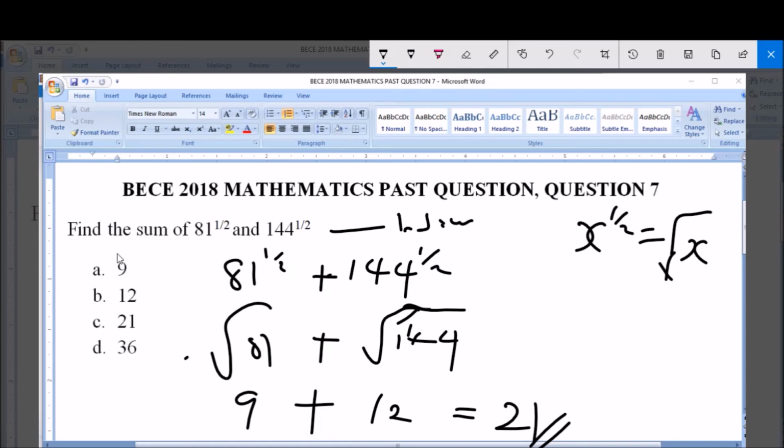Now from our options here, A says 9, which is wrong. B says 12, which is wrong. C says 21, which is correct, and D says 36, which is wrong. So our answer to this question is C, 21.